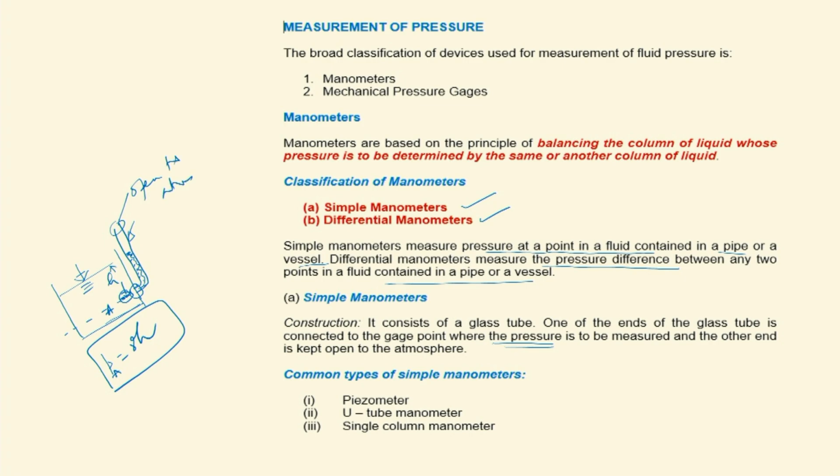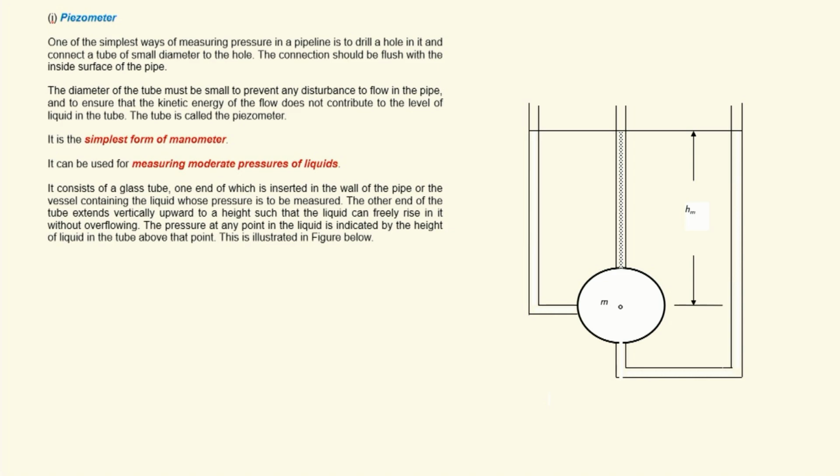The common types of simple manometers are the piezometer, the U-tube manometer, and the single column manometer. We will be discussing at length the first two types only. The third one, even though it is listed under common types, is used less. So you will be coming across piezometers and U-tube manometers in common, and therefore we will be discussing the first two. So, piezometer. What is a piezometer? Let us explain its construction and its usage.